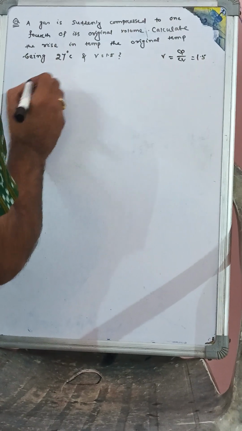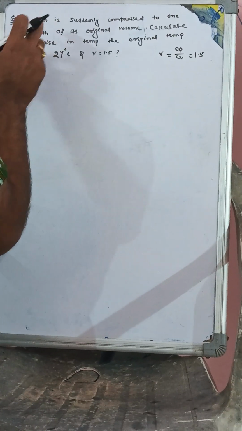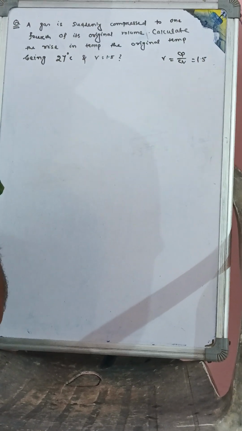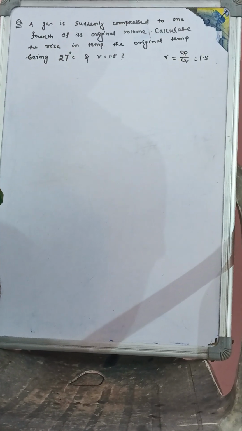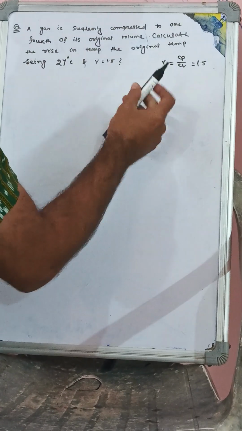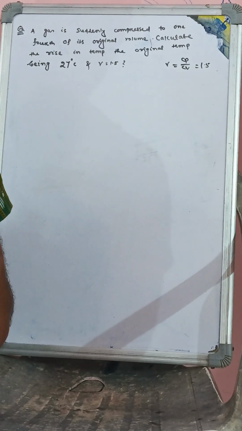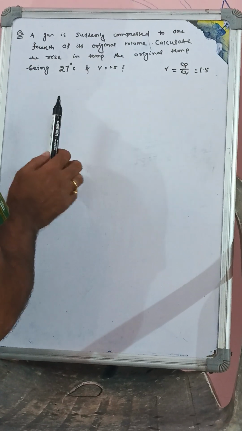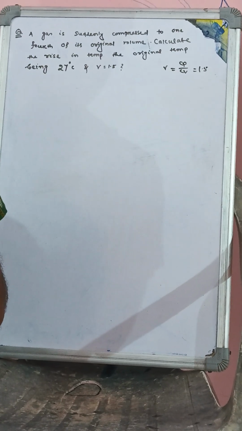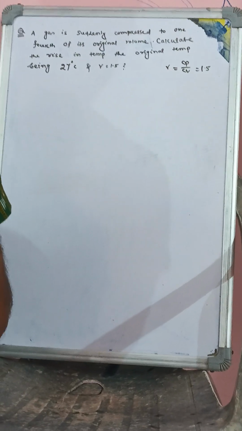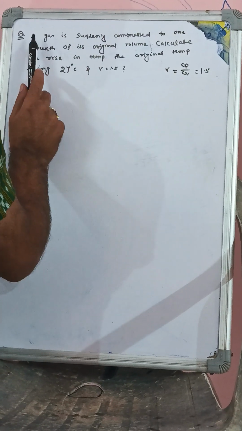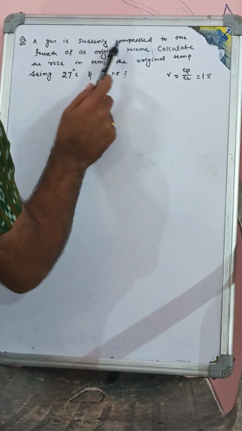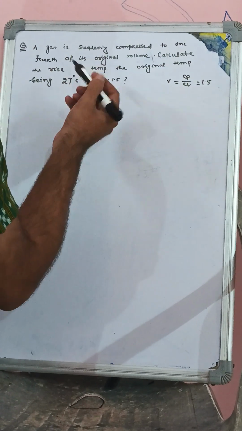We know this is an adiabatic process. In an adiabatic process, the wall of the container is perfectly insulated, so there is no heat exchange between the gas and surrounding. The second one is the compression. In a gas, compression and rarefaction is very fast, so there is no heat exchange between the surrounding and gas. So a gas is suddenly compressed, so that is the adiabatic process.